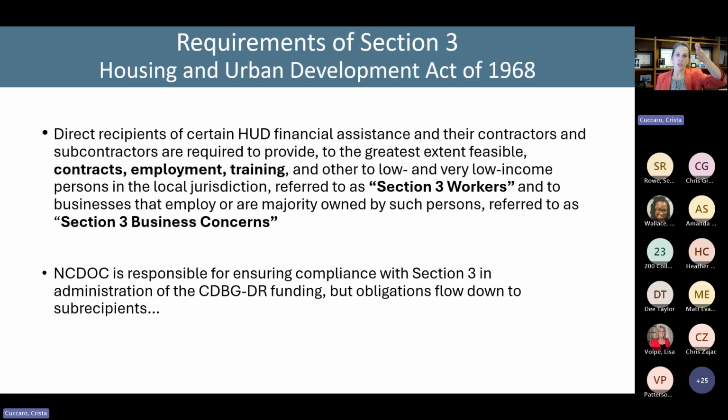You'll notice the first couple of words of this say direct recipients of HUD financial assistance. So obviously Commerce, as the grantee, is responsible for ensuring compliance with Section 3, but the obligations of Section 3 flow down to subrecipients, and so that's why we're talking about this.